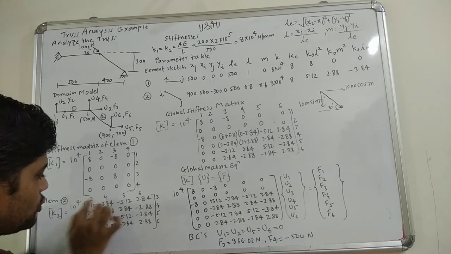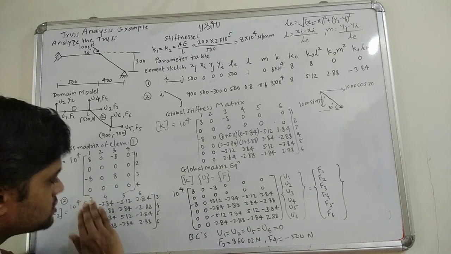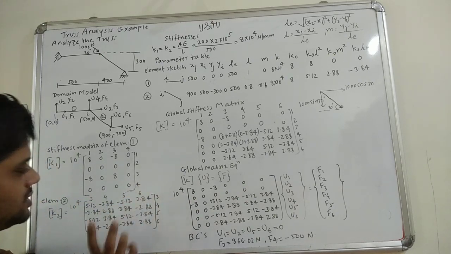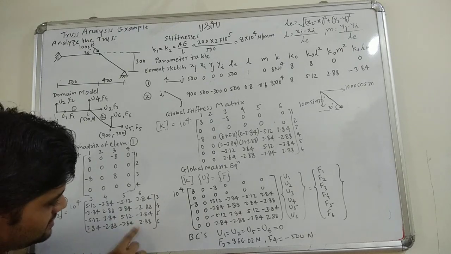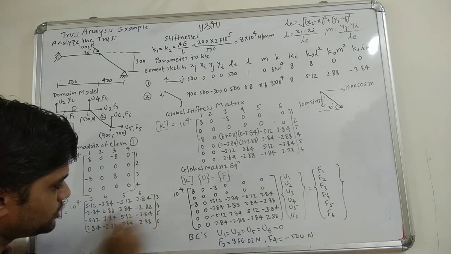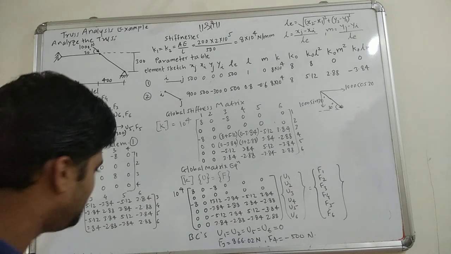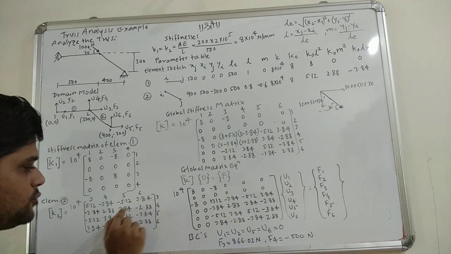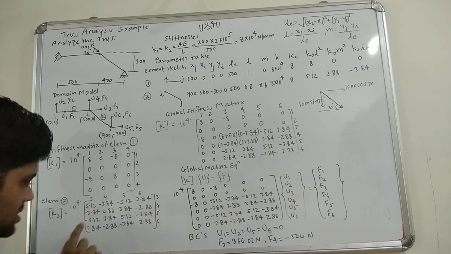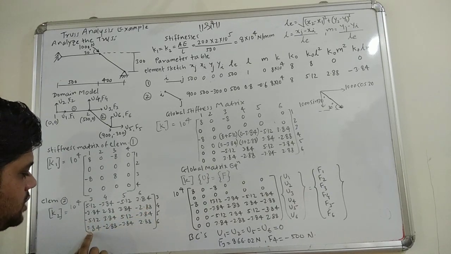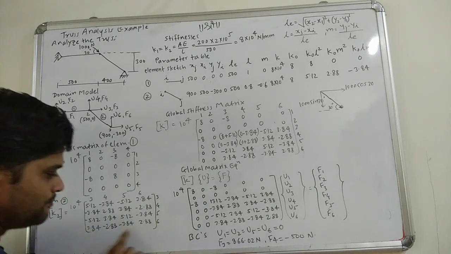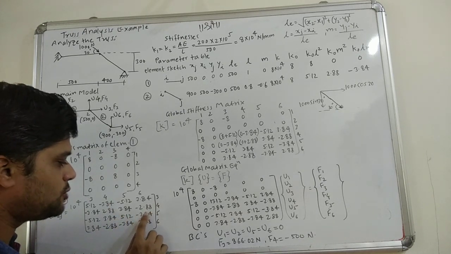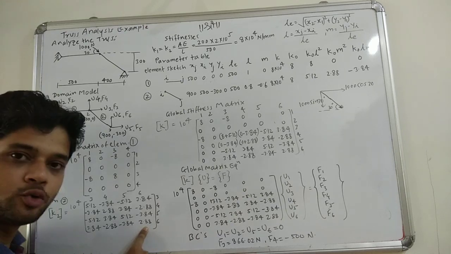These set of four values will repeat. At these two locations their repetition is with negative sign, and at the bottom location the repetition is again with positive sign. So it comes out to be minus 5.12, 3.84, 3.84, minus 2.88, minus 5.12, 3.84, 3.84, minus 2.88, and then 5.12, minus 3.84, minus 3.84, 2.88.